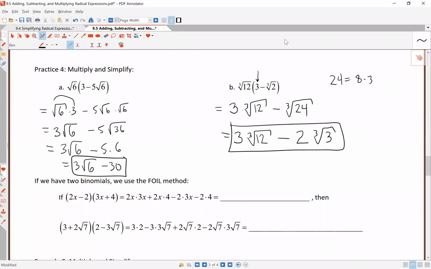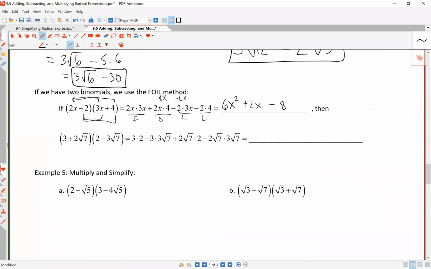For the next type of multiplication, we have two binomials. When we have two binomials, we use the FOIL method. The product of the first, 2x times 3x. The product of the outsides, 2x times 4. The product of the insides, negative 2 times 3x. And the product of the last terms, negative 2 times 4. We simplify each of those. 6x squared, 8x minus 6x is 2x, and minus 8.